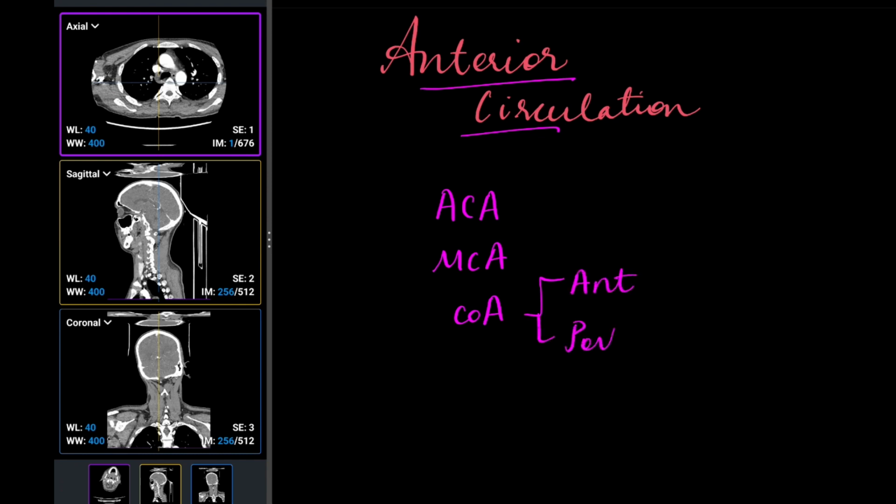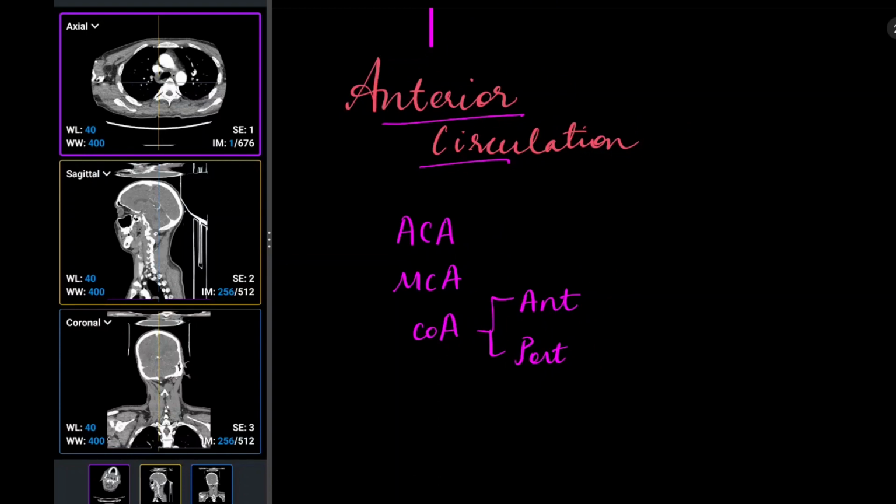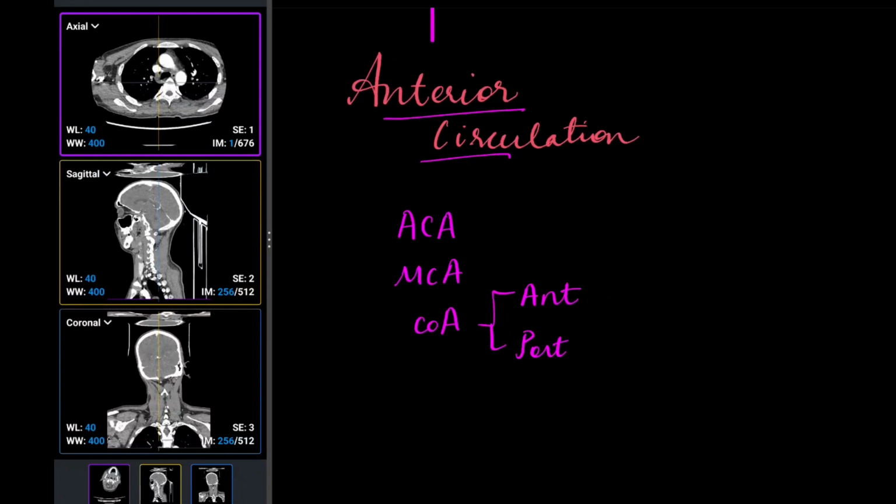What we have to remember is that posterior communicating artery is not a part of posterior circulation. It is part of anterior circulation, essentially because it is the branch of internal carotid artery. So let's start the topic by talking about internal carotid artery.